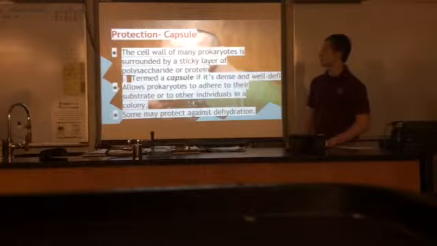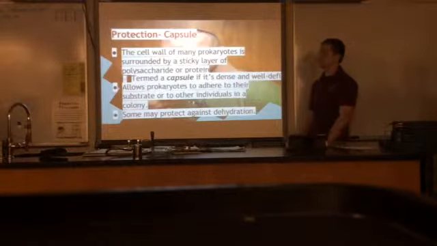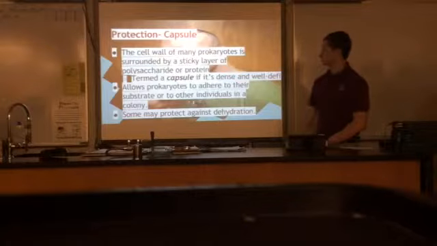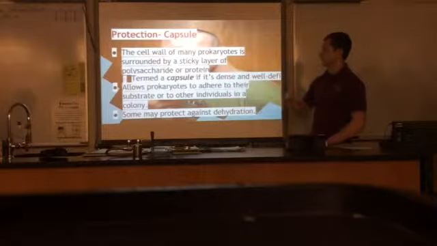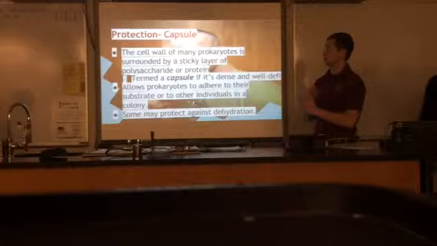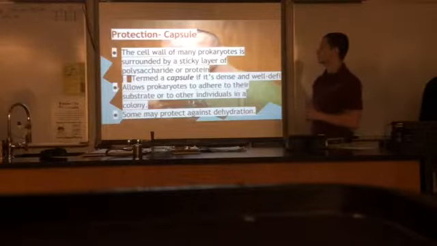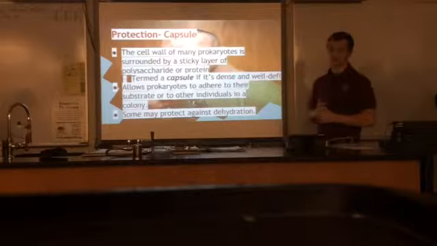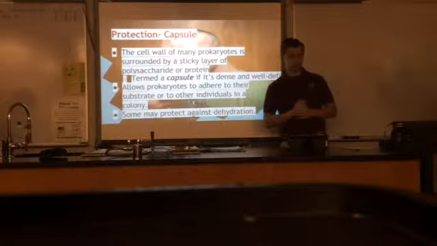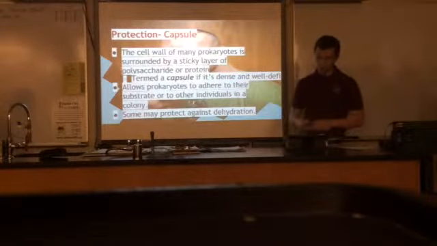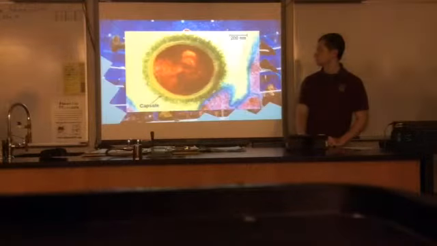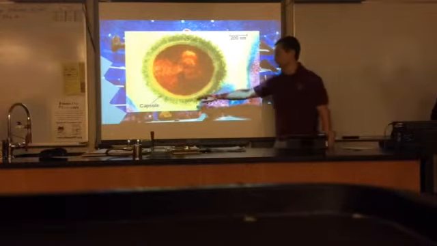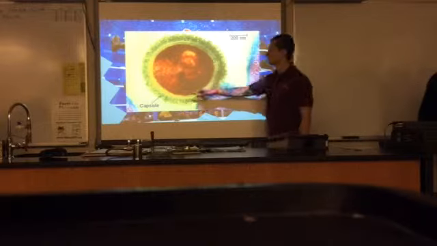All right, so prokaryotes developed a thing called a capsule, which is a sticky layer of polysaccharide or protein that surrounds the cell wall. It's termed a capsule, but it's dense and well-defined, and allows prokaryotes to adhere to their substrate or to other individuals. It can also protect against dehydration. This is a picture of a capsule around a cell wall.